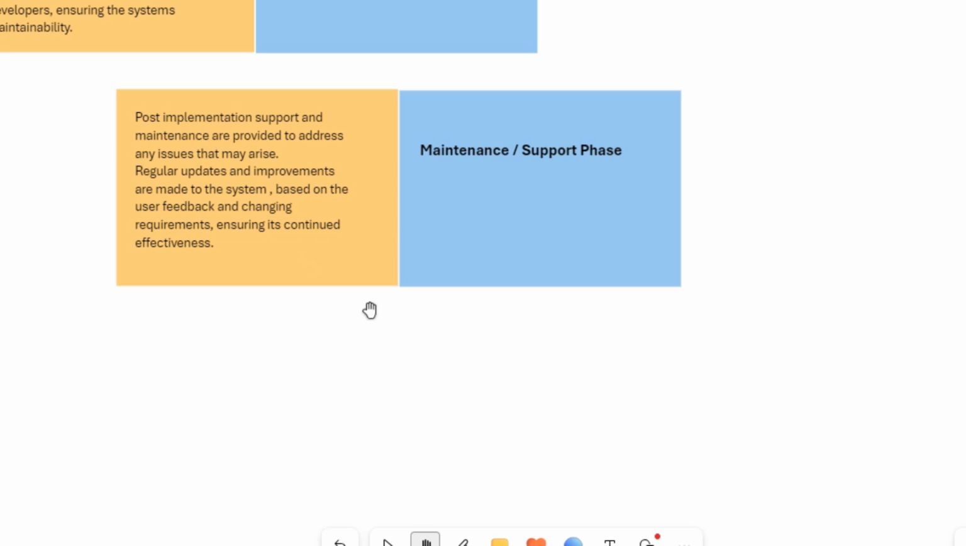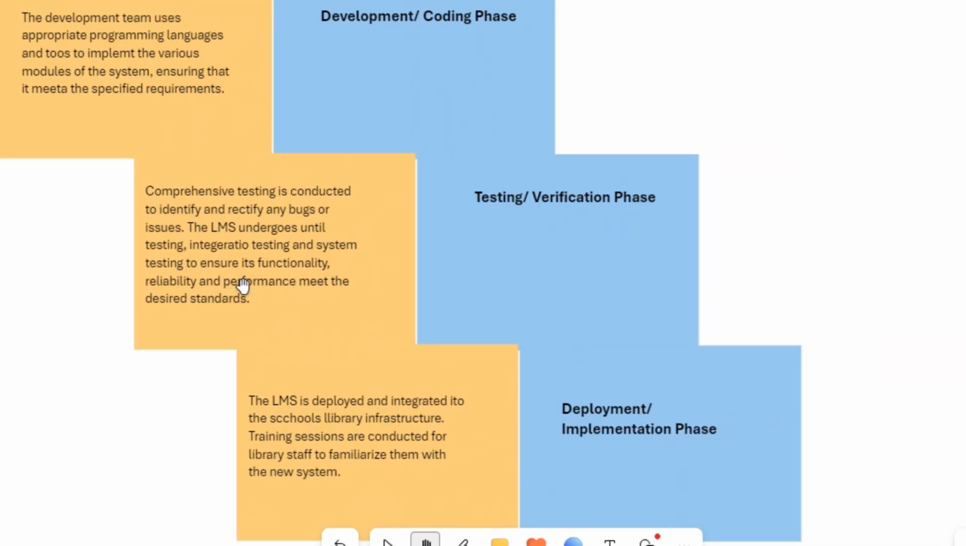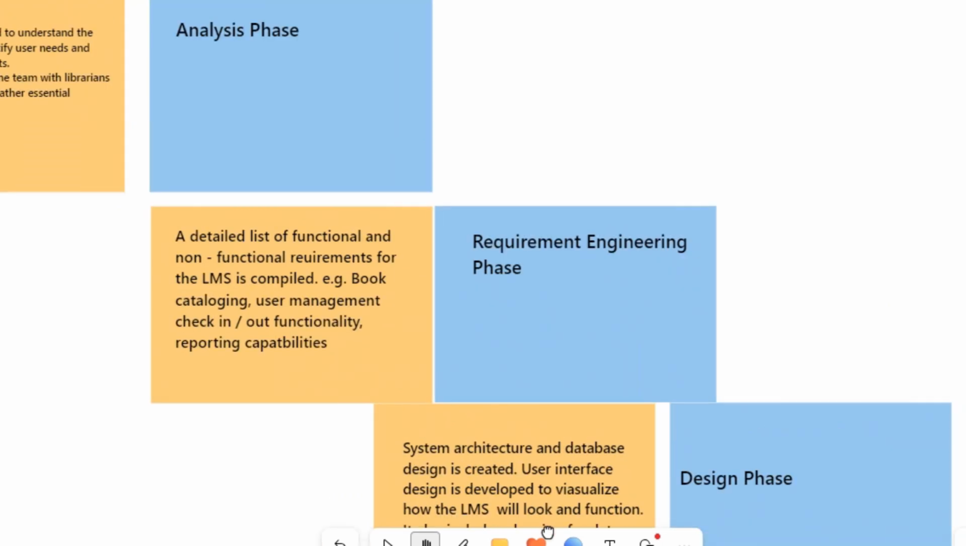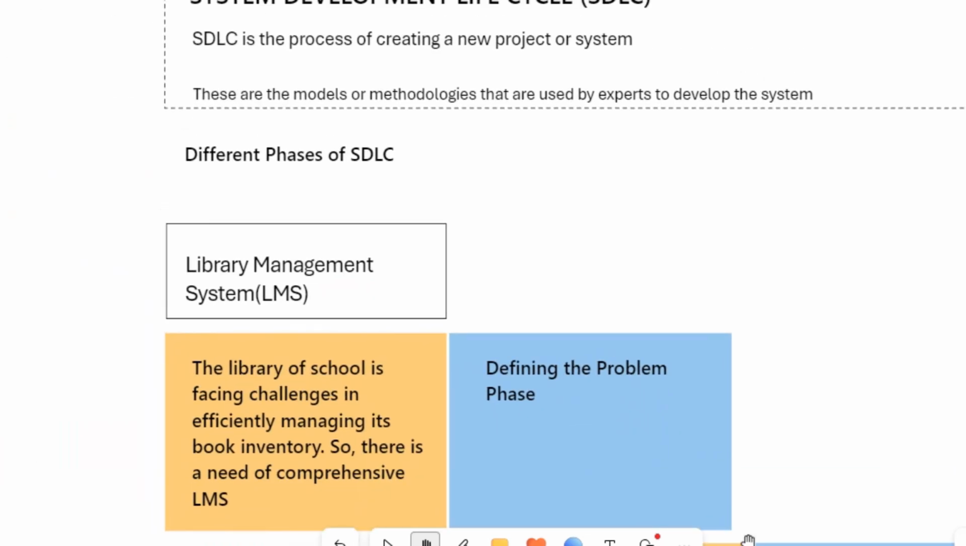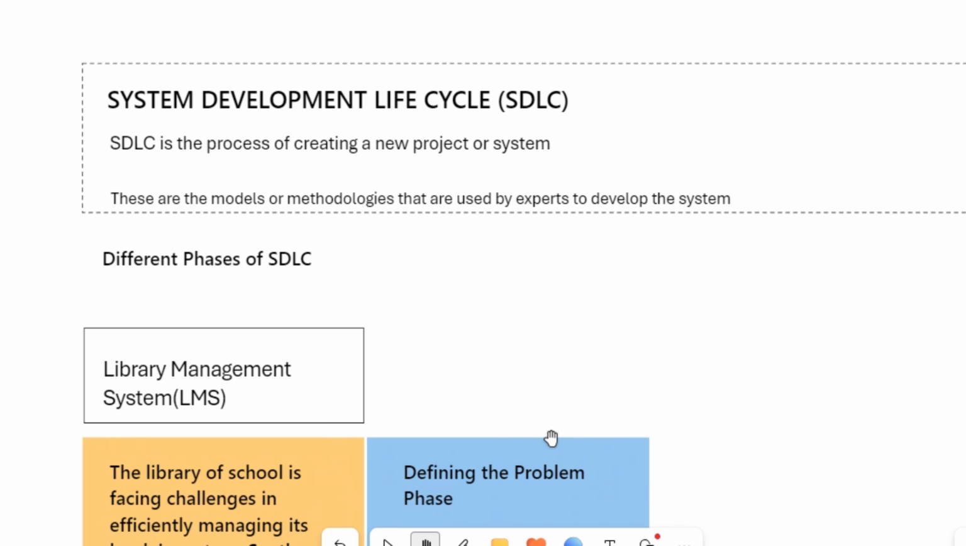So these are the basic phases and steps of the system development life cycle, which we discussed in today's lecture. Now the next lecture will be about the SDLC models, right? The next lecture will be system development, software development life cycle. Till then, take care.